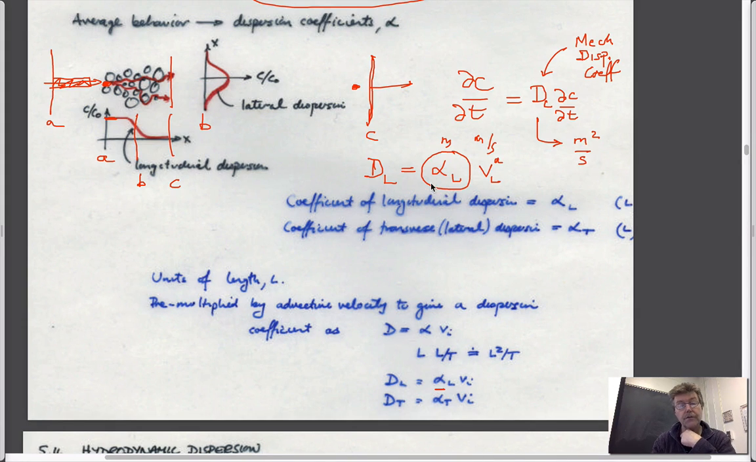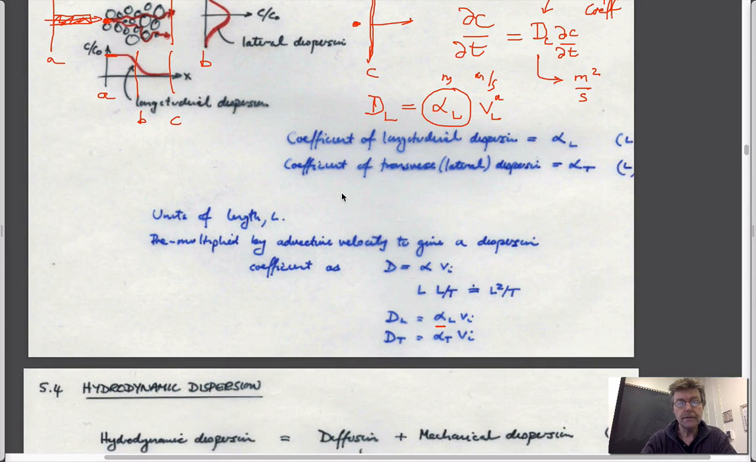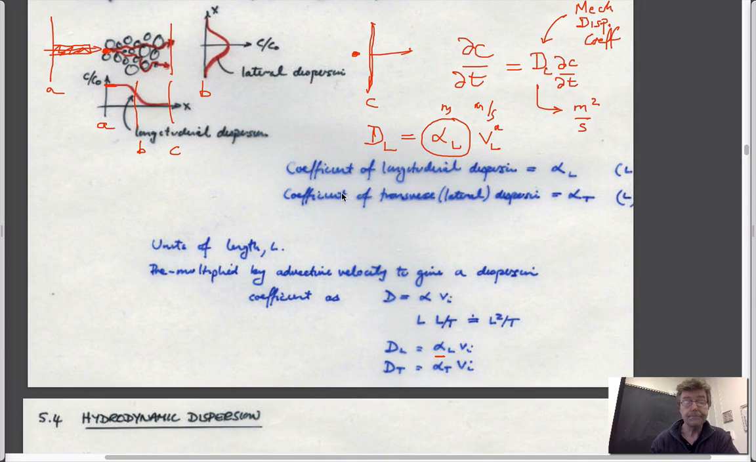And so this has to have units of length, and this would be a measure, if you like, of the magnitude of how dispersive your aquifer is. If it's a very small number, then it doesn't spread out much. If it's a very big number, then it does. And so we can define a coefficient that represents this behavior.